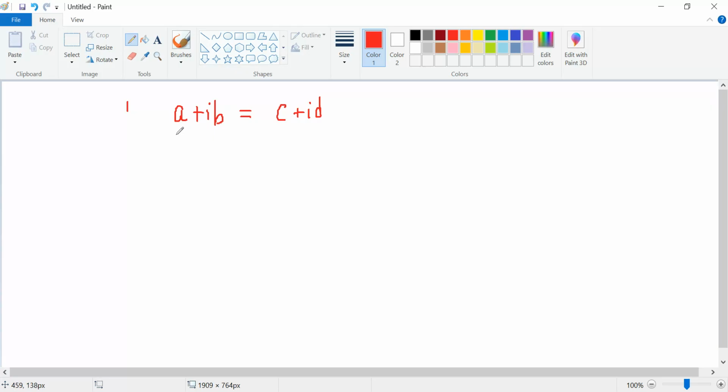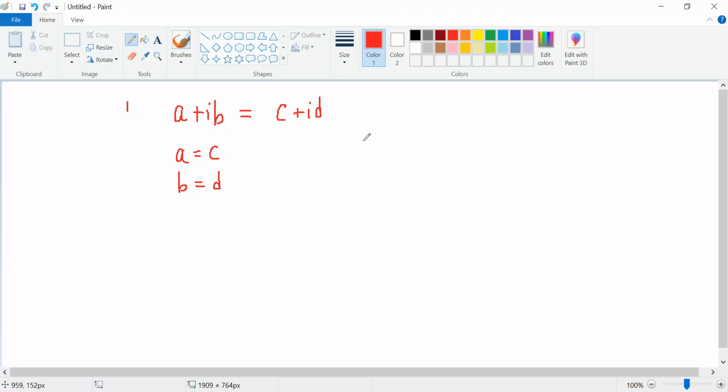For two complex numbers to be equal, their real and imaginary parts should be equal. The real part of this complex number is a, and the real part of the second complex number is c. So they should be equal. Similarly, imaginary parts of the two complex numbers should be equal. So b should be equal to d. If that's the case, then we can say that two complex numbers are equal.